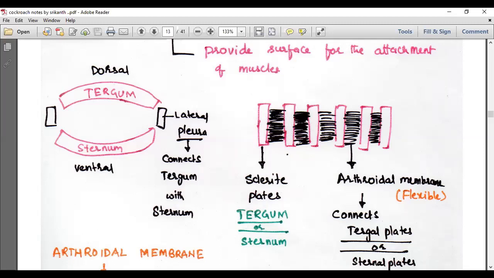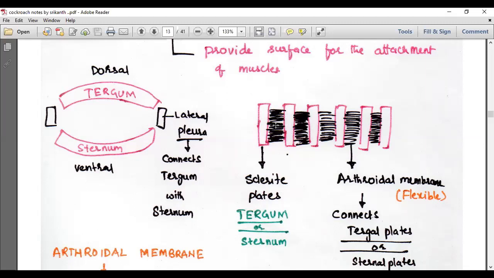What is the use of arthroidal membrane? Imagine if you wear an iron shield all over the body, can you bend? Can you move? No. So the flexibility problem will come to the body, isn't it? When I said all the scleroid plates are harder, so when all the scleroid plates are arranged closely in the cockroach body, the flexibility problems will come to the cockroach, isn't it? So that's why there is a gap between the plates of the cockroach. That means between the terga, between the sterna. So these particular plates are connected by arthroidal membrane.